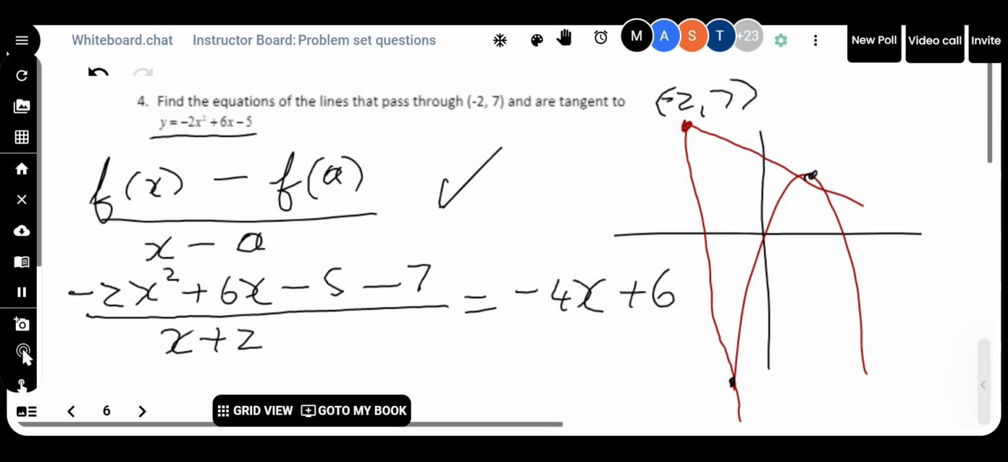Right? Both of these things are slope calculating tools. One is a first principles tool, and the other one is the shortcut that we developed from the first principles.